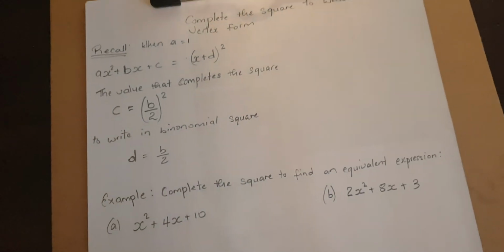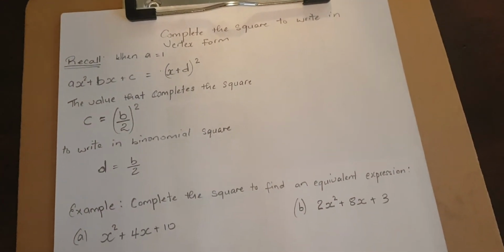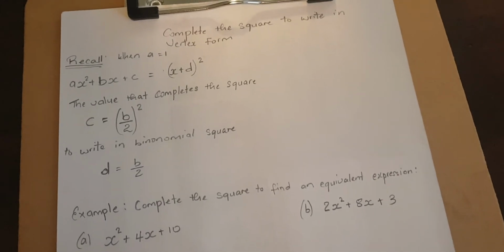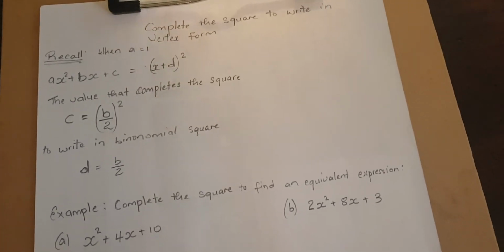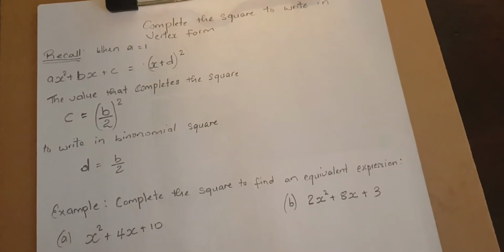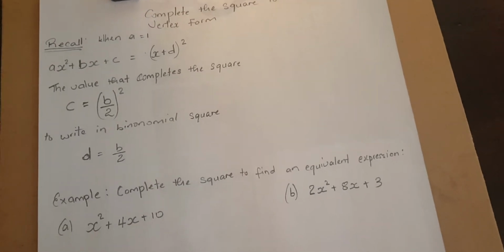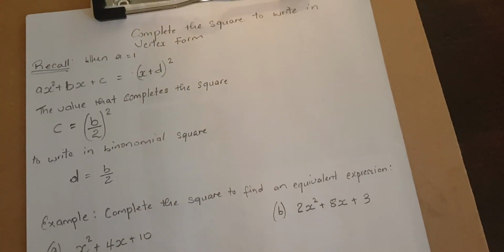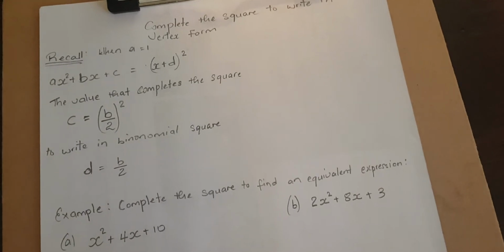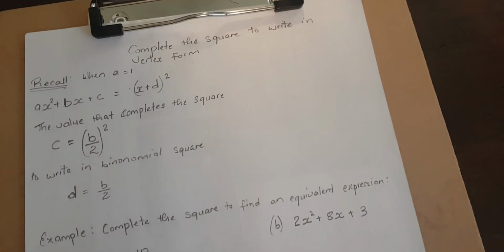Good day, students. So we're still looking at completing the square to write a quadratic in vertex form. But in this lesson, we will be going a step further. We will be looking at how to complete the square when our a is not equal to 1. So here are some things to recall.